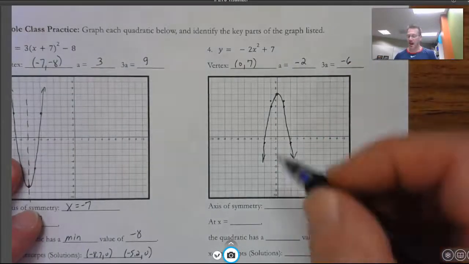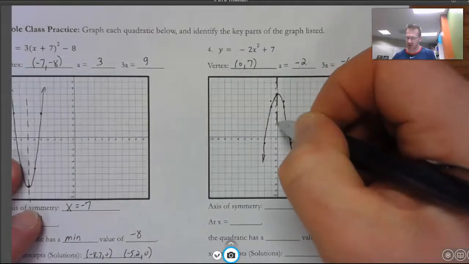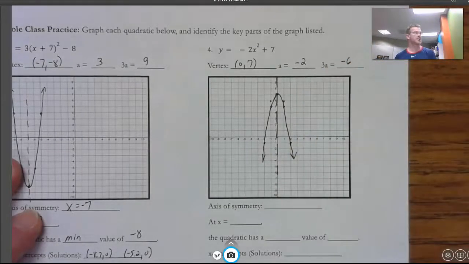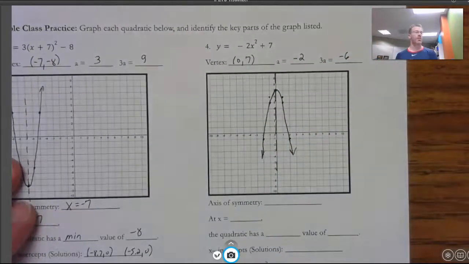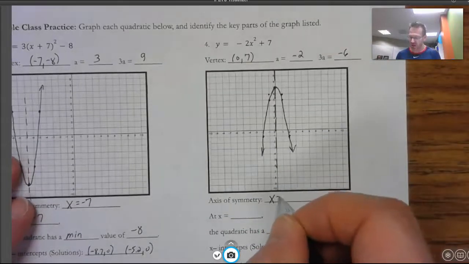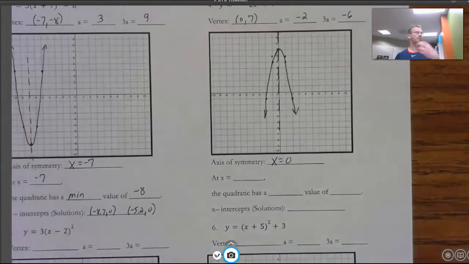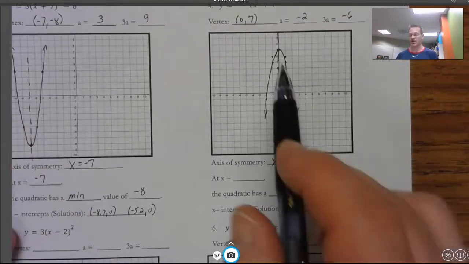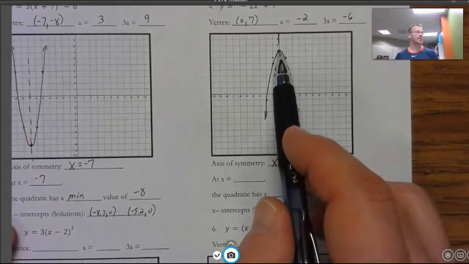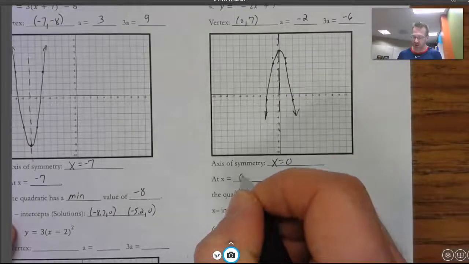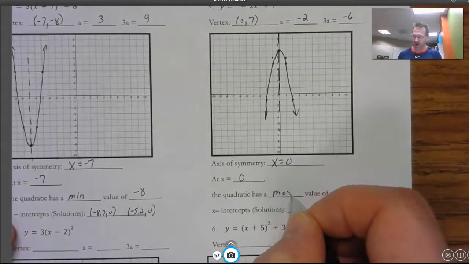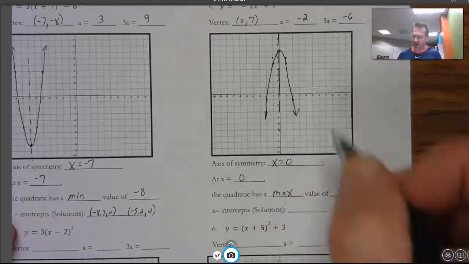Now notice this time my axis of symmetry is right here. It is the y-axis. If you don't know, the equation of the y-axis is just x equals 0. Now we're going to describe the max or min that happens at our vertex. We have a maximum here, so at x equals 0, this quadratic has a maximum value of 7, the highest it gets to.